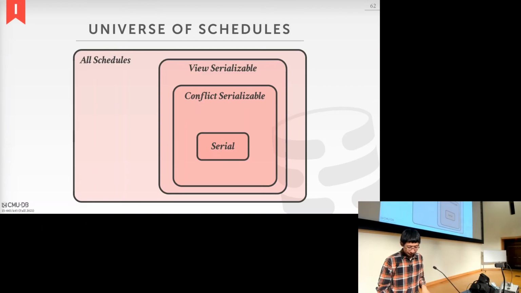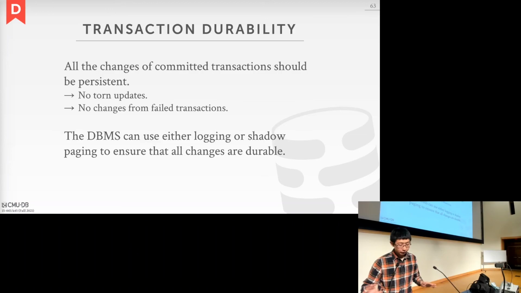And then for durability, we'll talk more about durability with recovery, but to ensure the correct state of the database, we also need to ensure that when we commit a transaction, we have to apply all the changes to persistent storage, such as a disk. So that there's no partial update, no torn update, and no updates from a transaction that only executed one or two statements but didn't finish the rest. And then there will be logging or shadow paging to ensure those properties, okay?